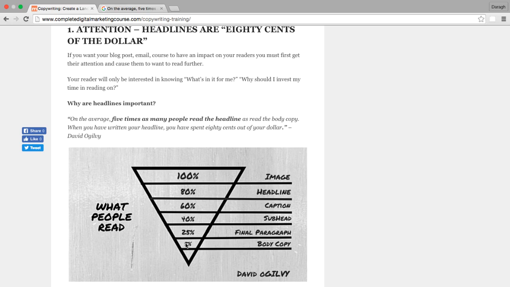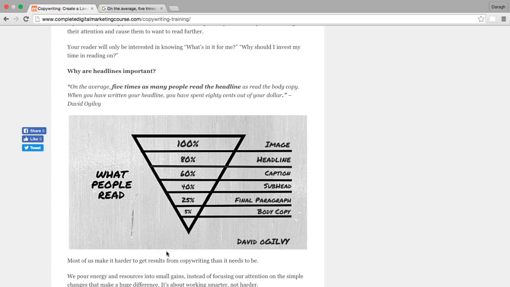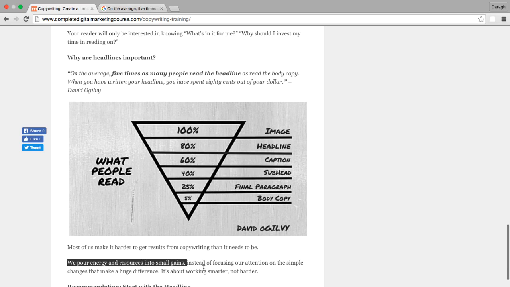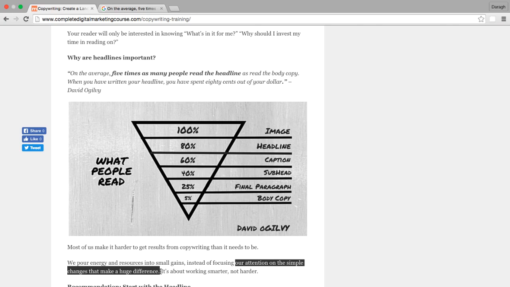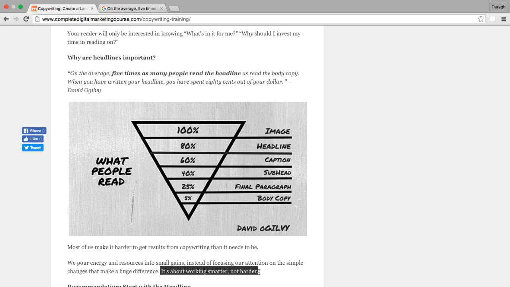But this is the reverse of where we often spend a lot of our time. We make things harder for ourselves to get results because we spend little time on the headline, and most of our time writing the body copy, the middle of the page, which gets the least amount of attention. So if you were to do an 80-20 analysis, where should you be spending 80% of your time? It's on that top 20%, which is the image and the headline. And that's what I'm suggesting to you. Instead of pouring energy and resources into those small gains, like spending a lot of time on your body copy, focus your attention on the simple changes that make a huge difference. It's about working smarter and not harder.